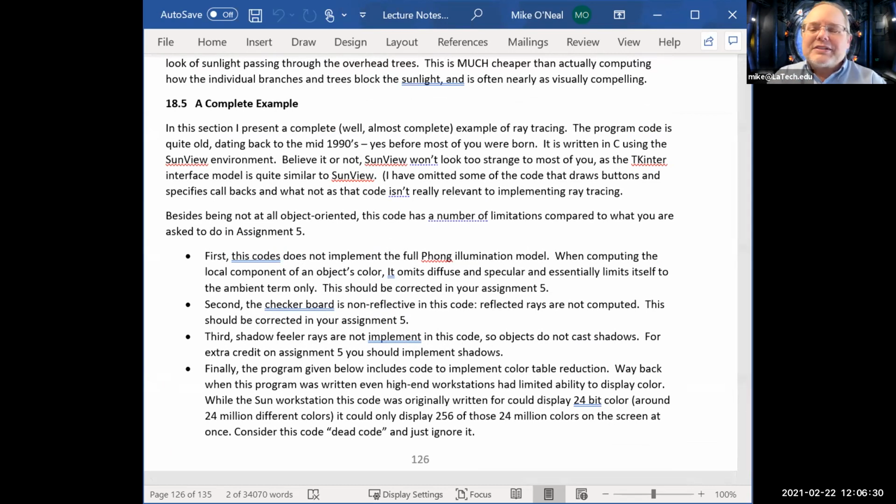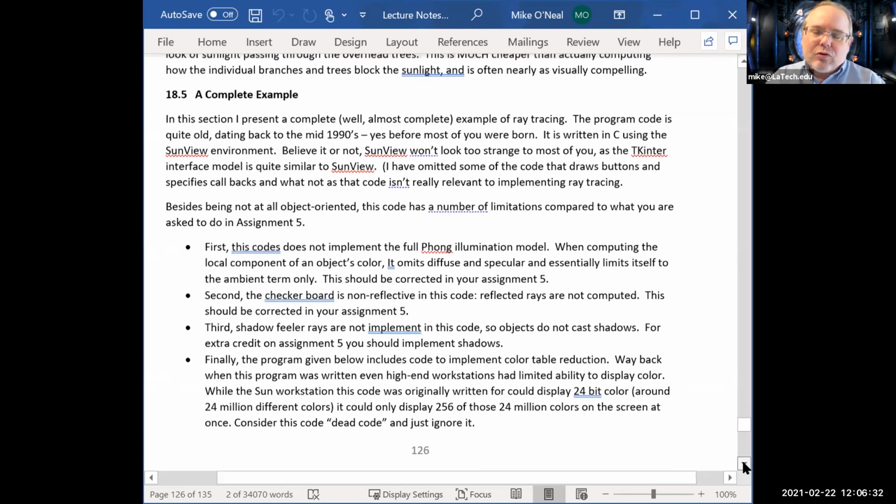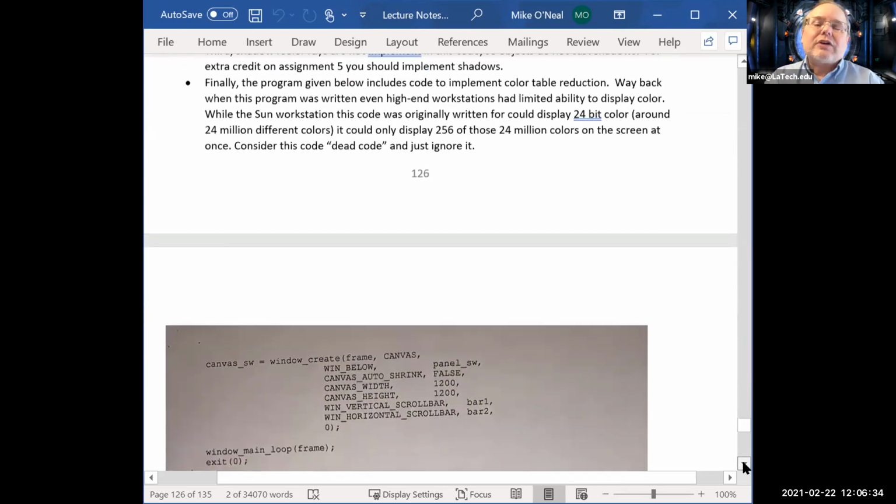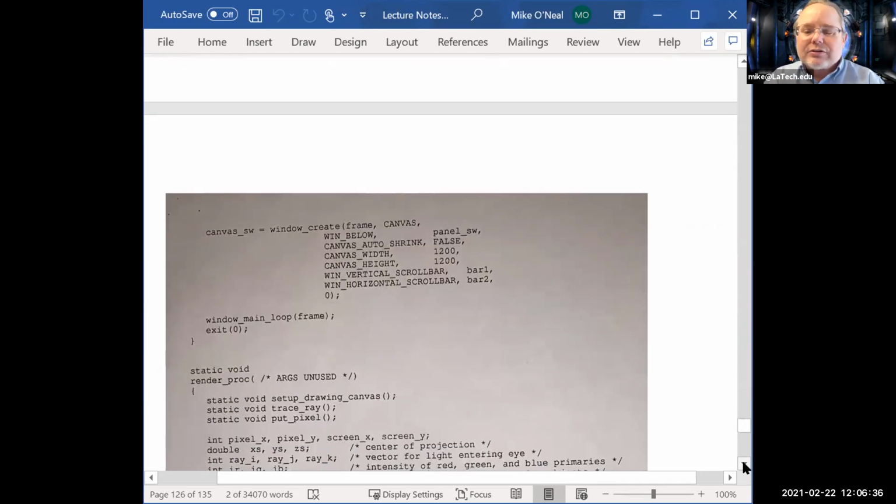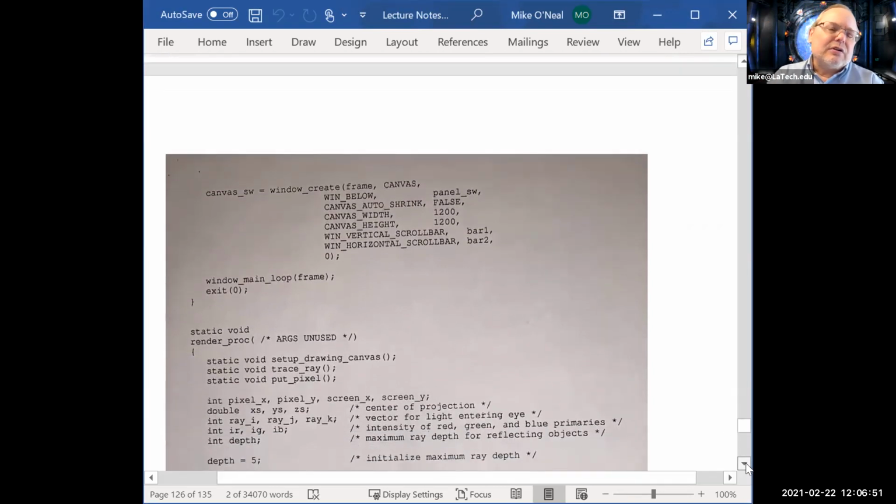It is not at all object-oriented. But what does it do? It does show you the recursive nature of ray tracing. It does show you how to do the intersection calculations, the calculations that I gave you the math for. It shows those converted to computer code, and it shows the calculation of reflection vectors in computer code.